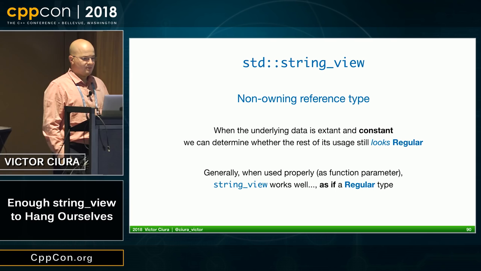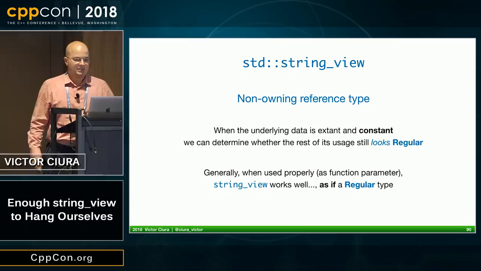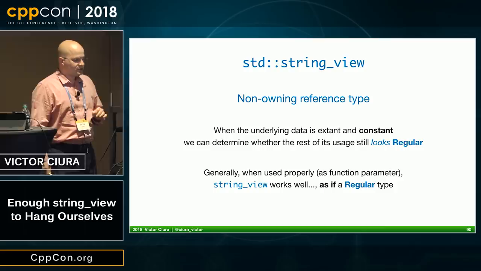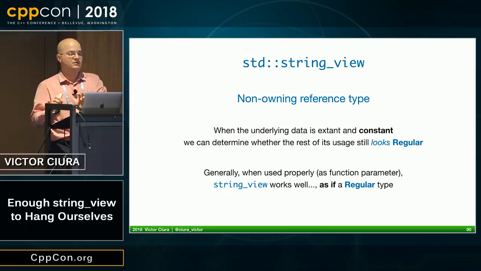But being constant helps. So in general, when used properly, restricting ourselves just to function parameters, its usage is okay, and we can almost squint and see it as a regular type, although it's not.